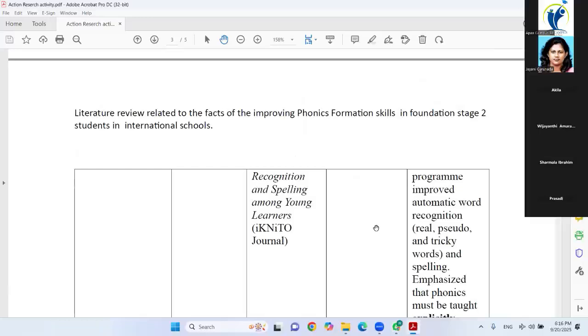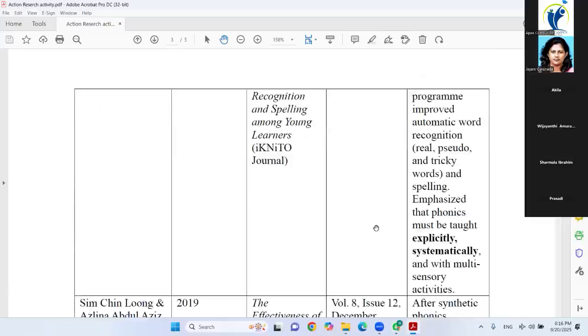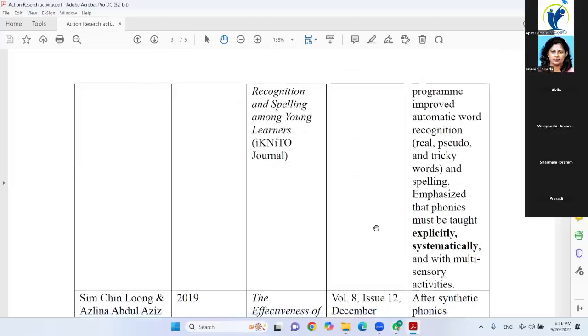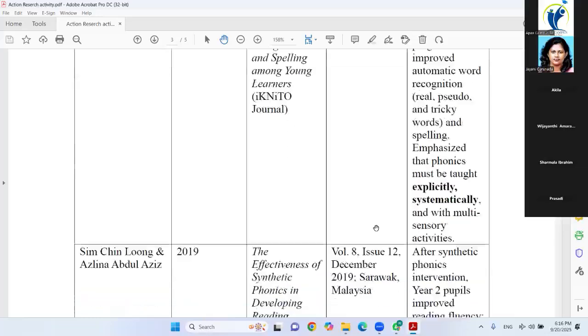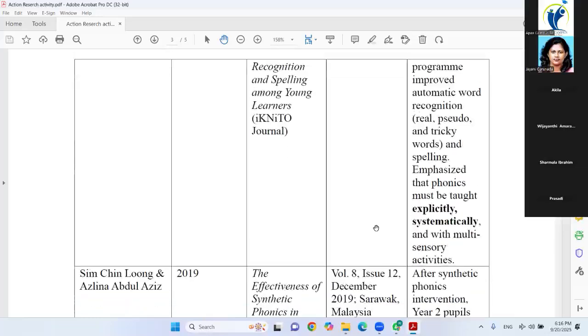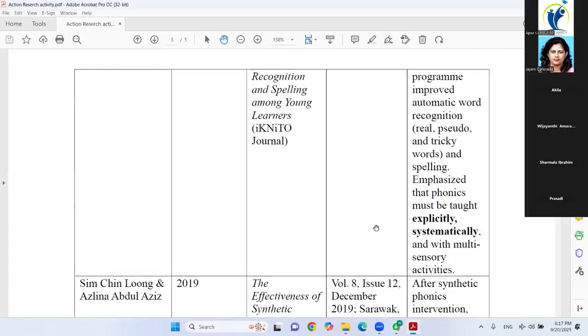of real, pseudo, and tricky words, and spelling. So they used real words, pseudo words, and tricky words. They used nonsense words, that means sometimes they have given false nonsense words also, then let them pronounce them. Right. We are calling them alien words also. Yes, alien words.